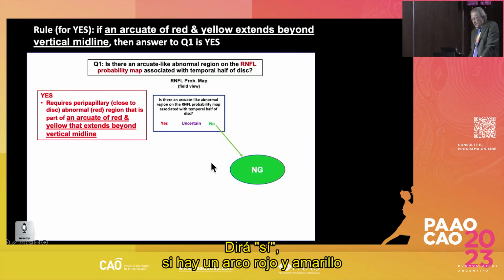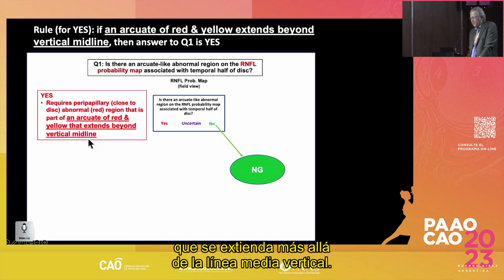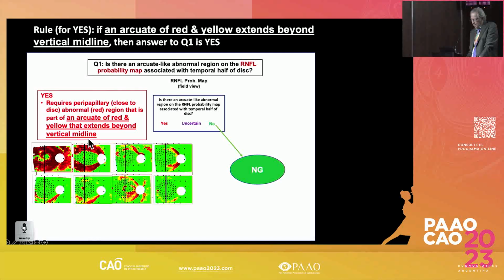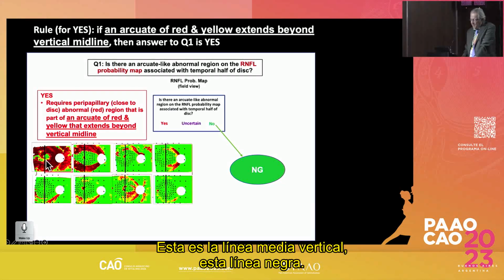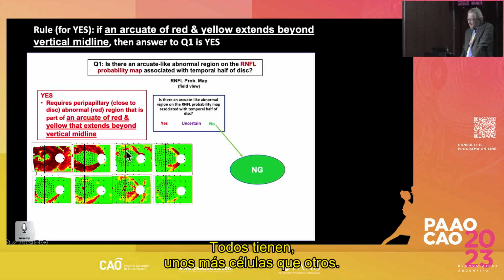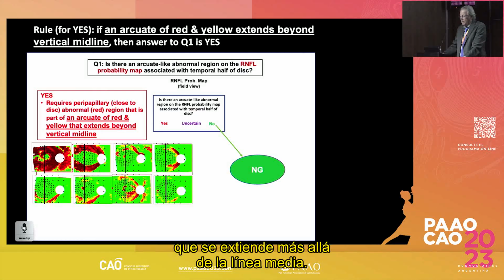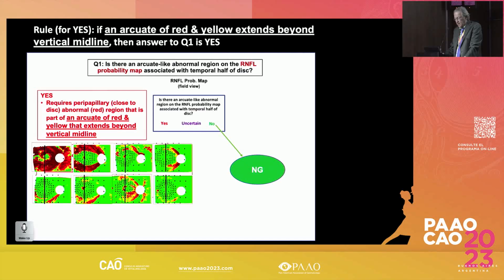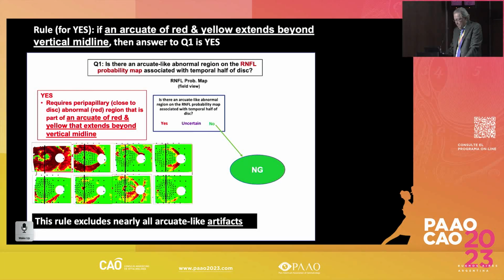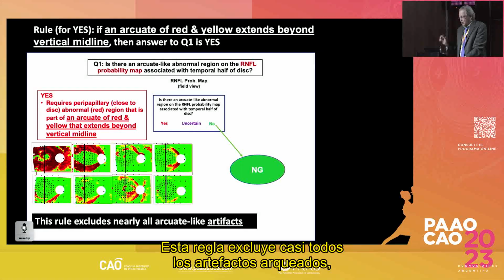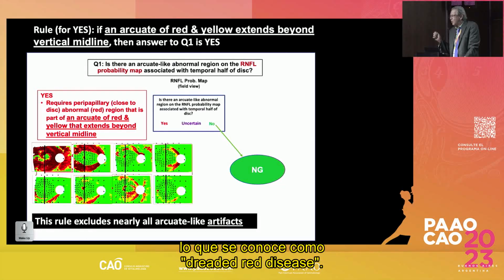So you're going to say yes if there's an arcuate of red and yellow that extends beyond the vertical midline. So what does that mean? Well, this is the vertical midline, this black line. All of these have, some of them more subtle than others, an arcuate-looking defect that extends beyond the midline, right? This rule excludes nearly all arcuate-like artifacts, so-called dreaded red disease, if you know the term.